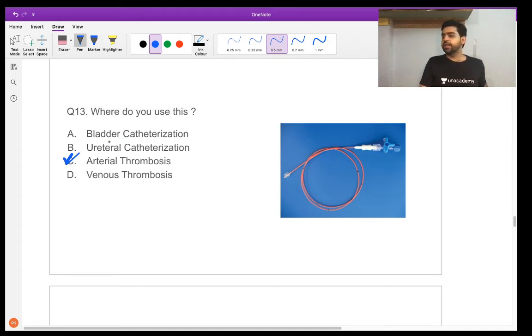So Yogesh, no, again, it is not D. Okay, so what is this catheter? This is basically a Fogarty catheter. Okay, so where do you use it? You use it to remove the arterial thrombus. So how do you use it? You use it similar to the use of Dormia baskets.